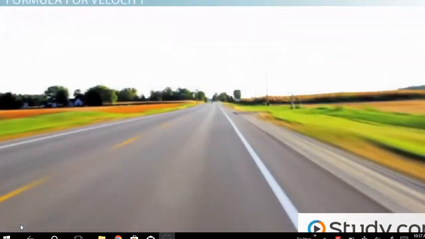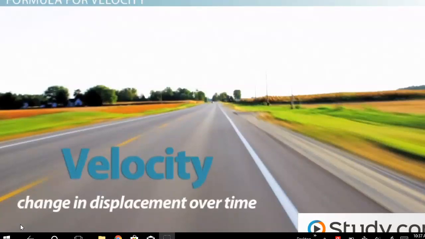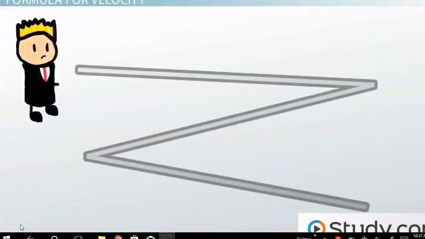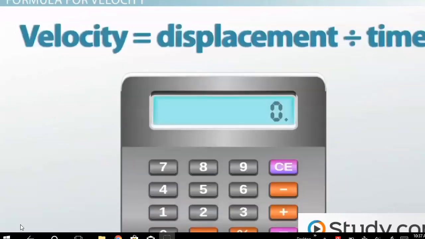Let's take a look at the formula for velocity. As we discussed, velocity is a measure of change in displacement over time, not just distance. In other words, velocity is a measure of how long it takes an object to reach a destination with direction. Velocity is directly proportional to displacement and inversely proportional to the time traveled. Let's take a look at the velocity formula. Velocity equals displacement divided by time.